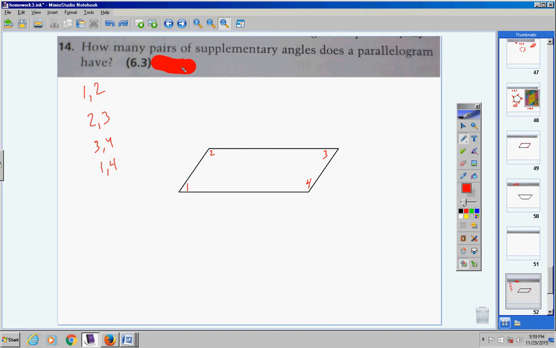So, how many pairs of supplementary angles does a parallelogram have? 4. For the most part, 4, unless it's a rectangle. And by the way, a rectangle is a parallelogram. Not every parallelogram is a rectangle, but every rectangle is a parallelogram. But most parallelograms will have 4 pairs of supplementary angles.